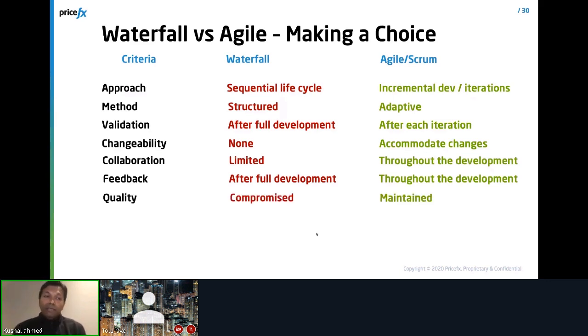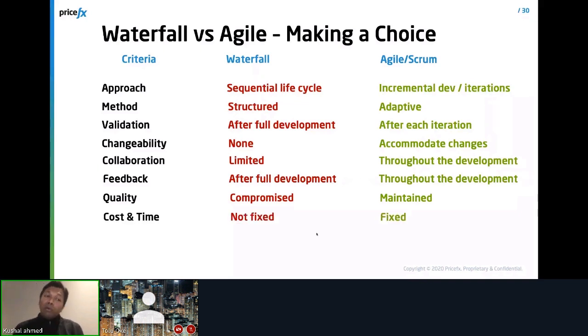For quality, a very important measure, the quality is going to be compromised for waterfall, because of the structure of the waterfall itself. It doesn't allow you to have collaboration, doesn't allow you to have validation within the development, doesn't allow you to get feedback while you are doing the development. So the quality is going to be compromised. That's the most likely case. While in agile, once you define your quality measure, it is going to be maintained.